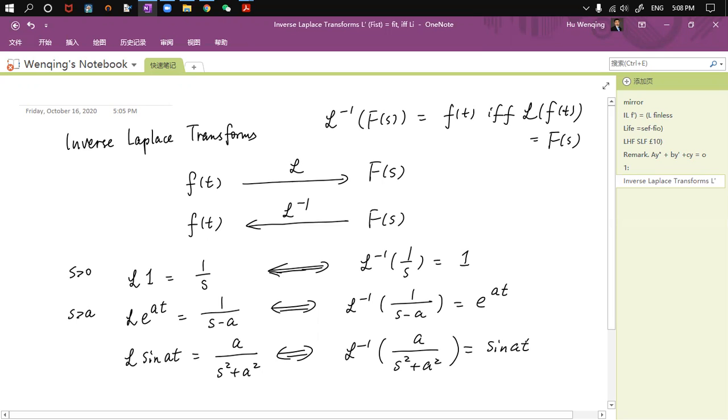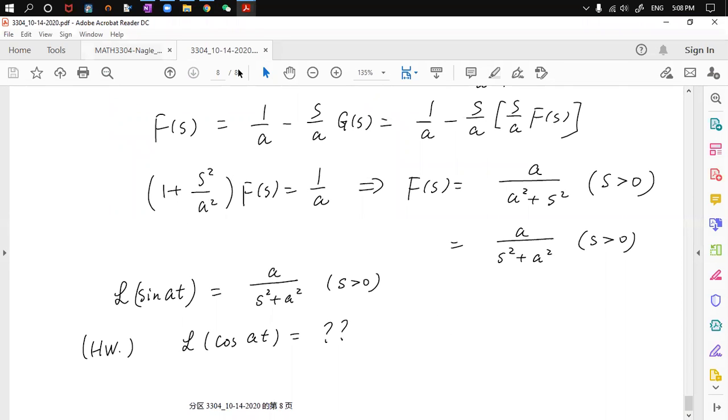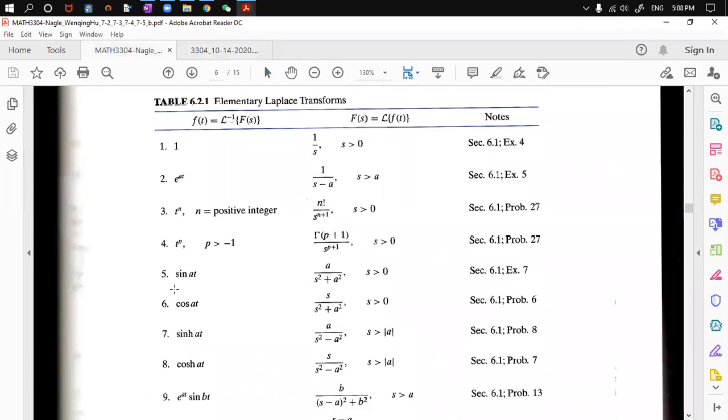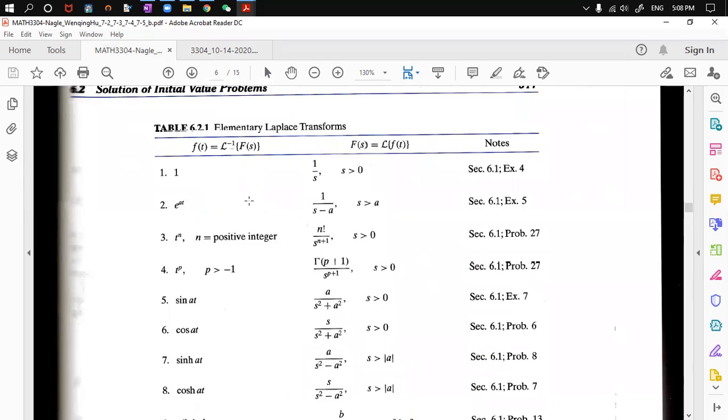Is that good, family? Okay, so the inverse Laplace transform can be obtained from what we have been calculating for the forward transformations. In fact, in your textbook there is going to be a table about the Laplace transform. In this table, the first column is the function small f of t, and the second column is the function capital F of s.